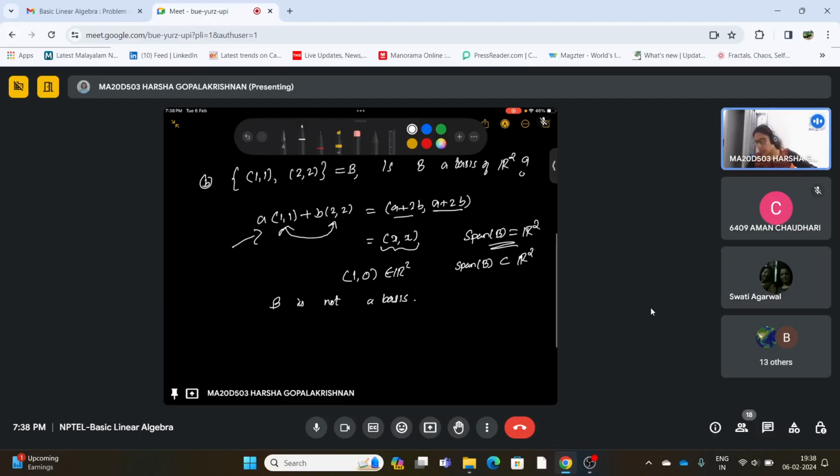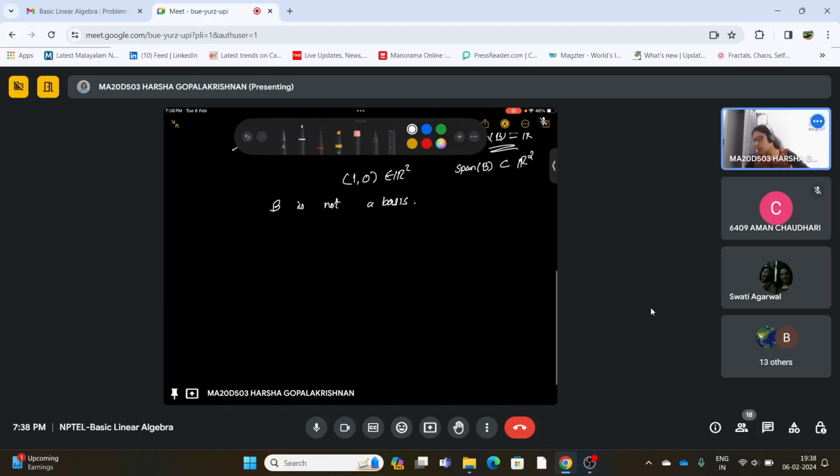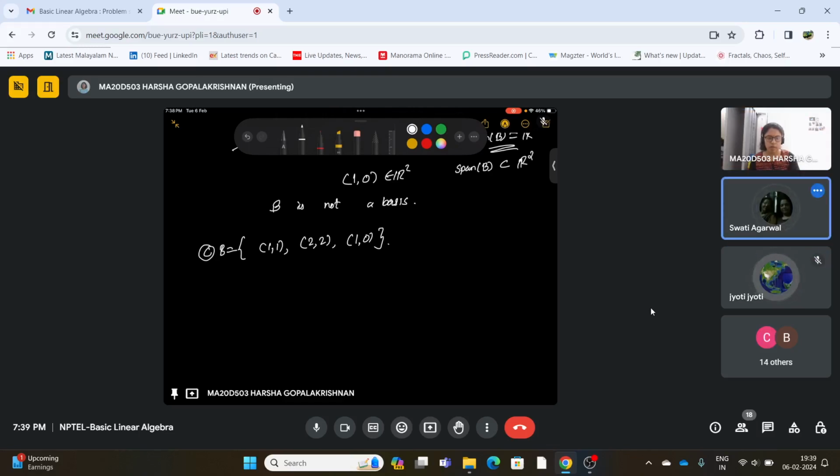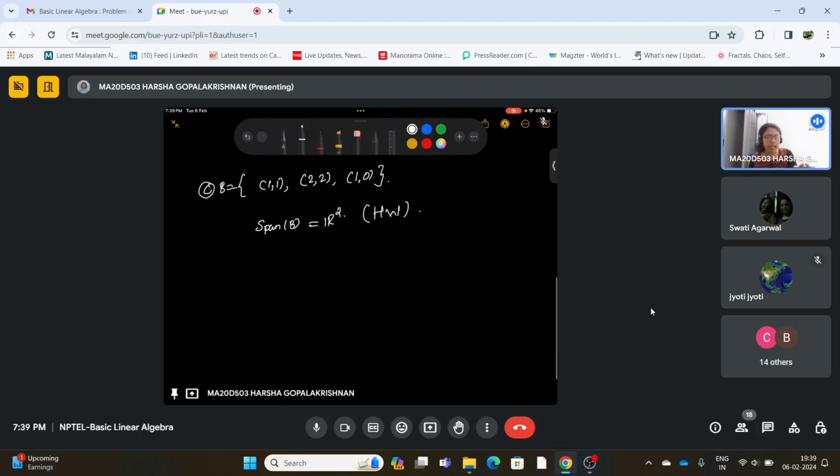Now, let me check. B equal to the same one, I have (1,1), (2,2), and I am adding (1,0) also. Now is this a basis? No, ma'am. Still it is not a basis. One thing is, actually we can check that span of B equal to R2 will be satisfied. Just check this. How will you check this? I will just give the idea, you should check it.